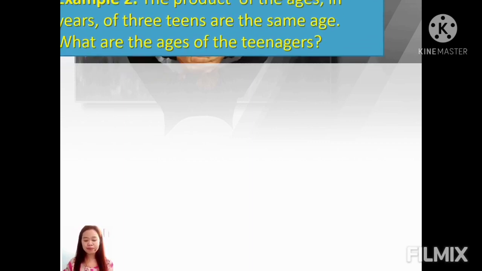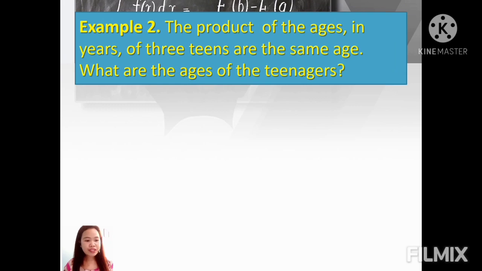And after learning all that and reviewing all that, let us now have our first example. The product of the ages in years of 3 teens is 4,590. What are the ages of the teenagers? So, ang hinahanap natin dito is the ages of 3 teens.